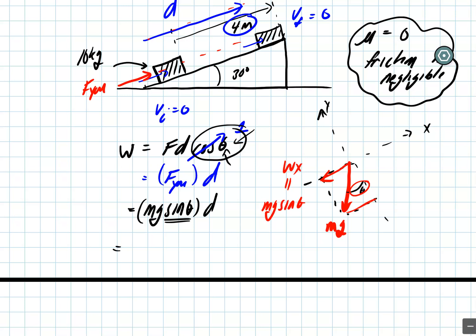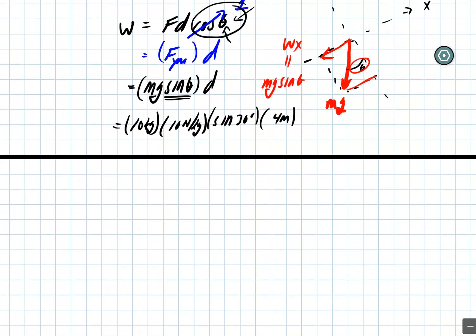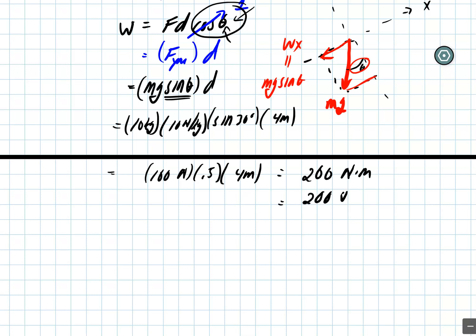So let's go ahead and get the values in. We've got 10 kilograms in an environment where the gravity field strength is 10 newtons per kilogram. The sine of 30 degrees is 0.5, and the distance is 4 meters. So we put that all together, and we're going to have 100 newtons times 0.5 times 4 meters, or 200 newton meters, but of course that's 200 joules.